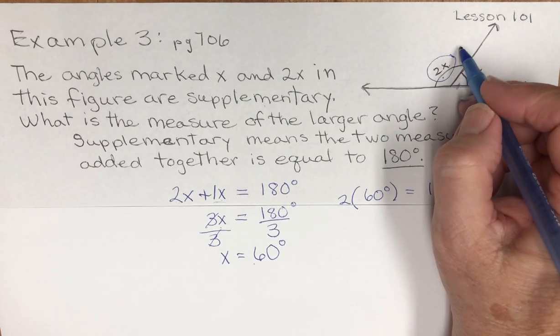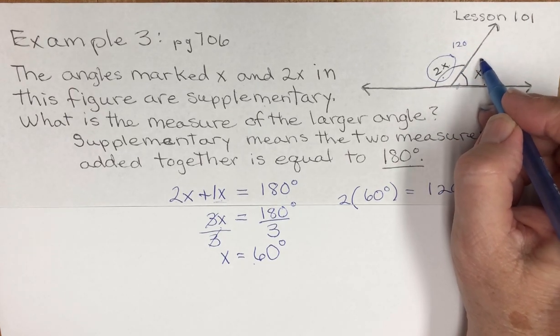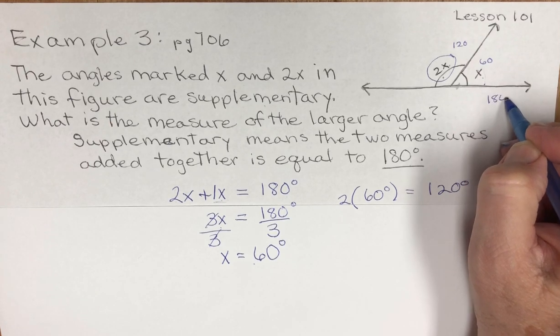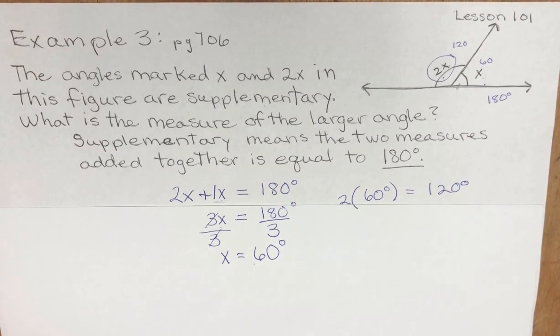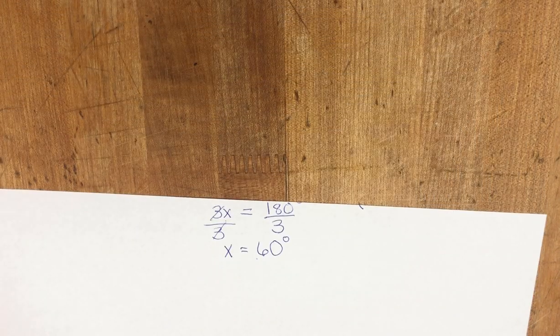Now, if this is 120, and this one's 60, when you add those together, they equal 180 degrees. So we know we did it correctly. Now let's look at what we're going to do with our practice problems.